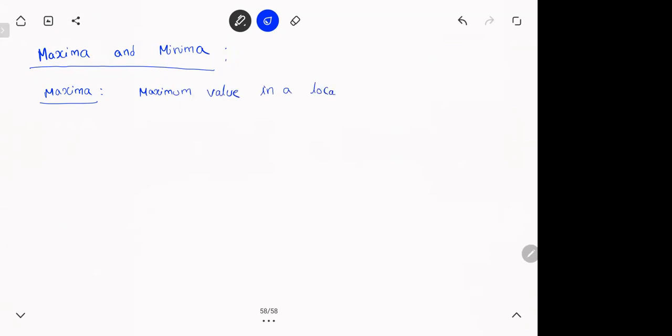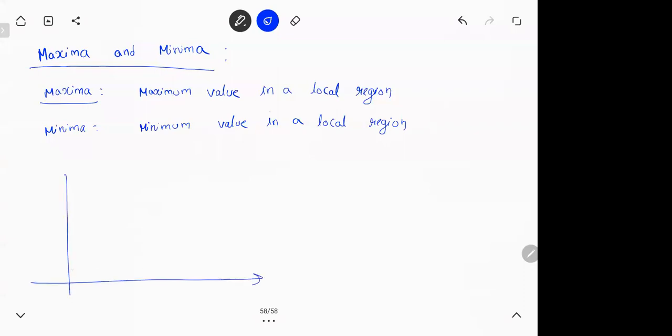Again, we'll not go too deep into what it is exactly. What is a minima? Minimum value in a local region. So what is this local region? Now, at least for 11th and 12th, it won't matter. But see, it is like this. Suppose you have a function, now if you see maximas and minimas, in a local region, this is the maximum.